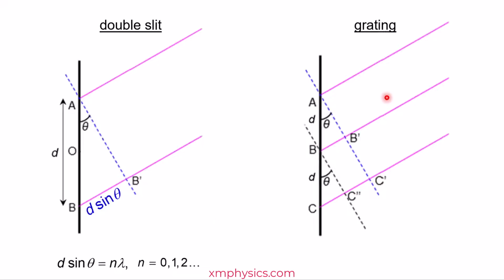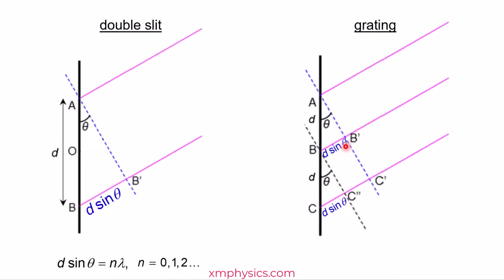Now what about the grating? I have slit A, slit B, slit C, slit D, E, F, G, and so on. There are thousands of slits, yeah? But I'm only drawing 3 in this diagram. Remember, they are equally spaced out. So the slit separation between A and B is d, between B and C is d, between C and D is d, and so on. If the path difference between A and B is d sine theta, then the path difference between B and C is also d sine theta. Between C and D will also be d sine theta, between D and E, E and F, and so on. So basically, every adjacent slit has the same path difference.